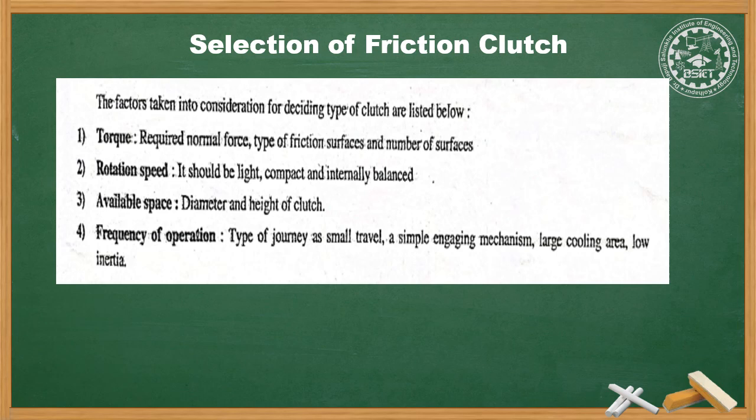Second, rotational speed. It should be light, compact, and internally balanced, so the rotational speed can be fully utilized. Third, available space. The space, diameter, and height of the clutch should be as per the available space. And fourth, frequency of operation, that is, type of journey, such as small travel, engaging mechanism, large cooling area, low inertia. These are some of the factors taken into consideration for deciding the type of clutch.